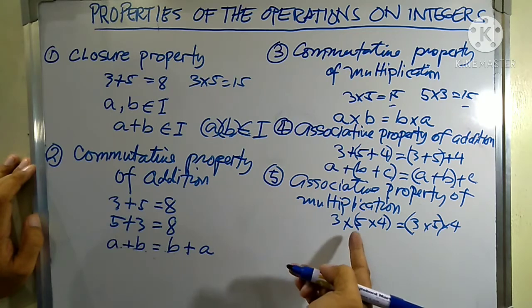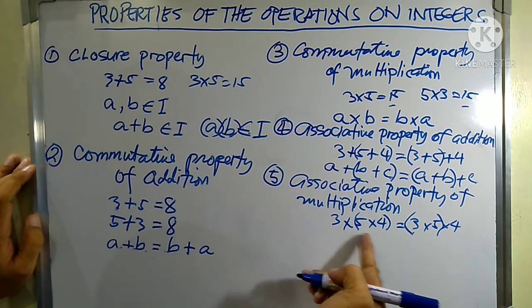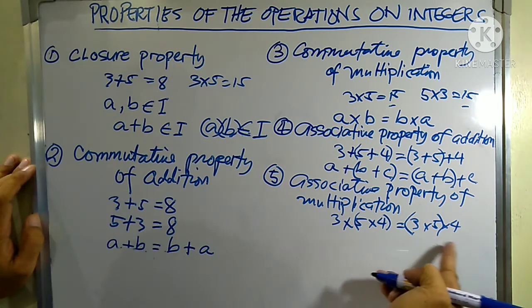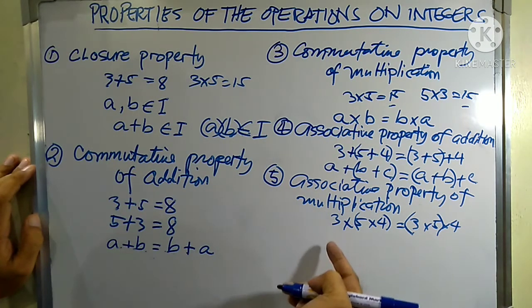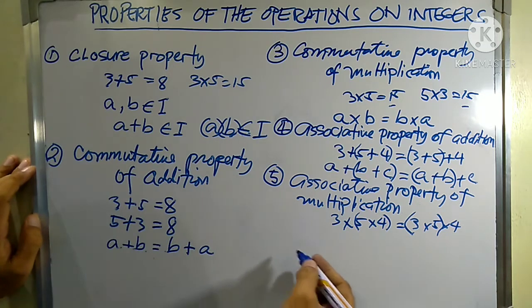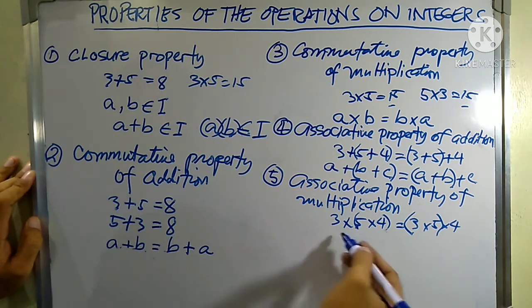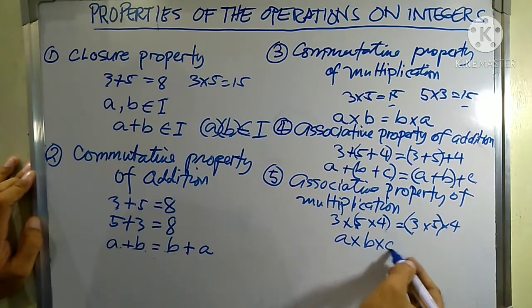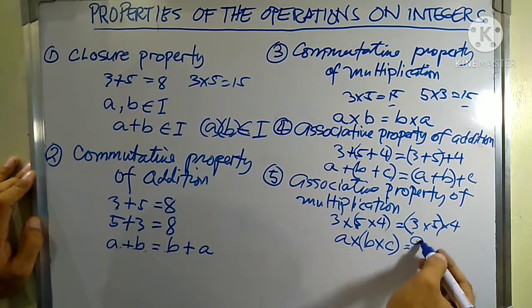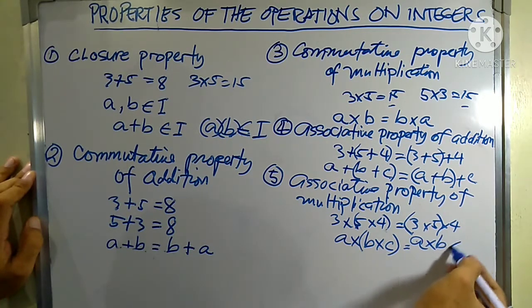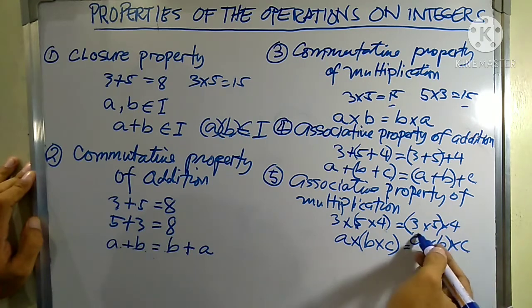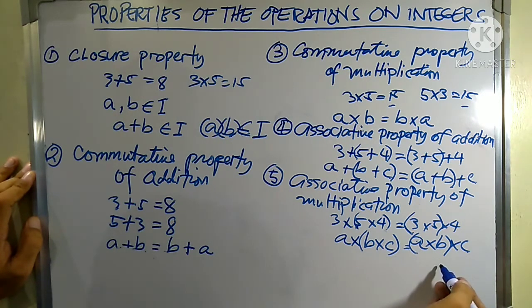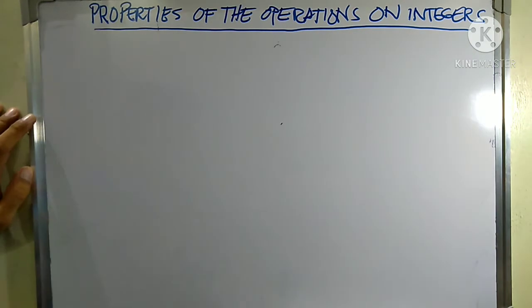So even if we associate any two of these numbers, and also on the right side, any two of the numbers, your product will still be the same. From this example, we can make our notation. A times (B times C) equals (A times B) times C. The result of these two is still the same.